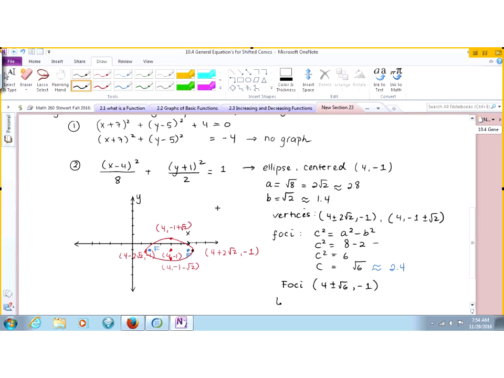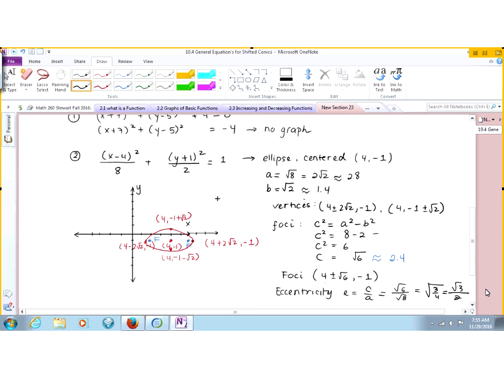Eccentricity, what is the eccentricity? Yes, e is equal to c over a, so square root of 6 divided by square root of 8, so this is square root of 3 over 4, right? So square root of 3 over 4, which is square root of 3 over 2. Oops. Square root of 3 over 2. All right. Yep. So this is an ellipse. Now, what about the next one? When you're done. So I'll do it when you're done.